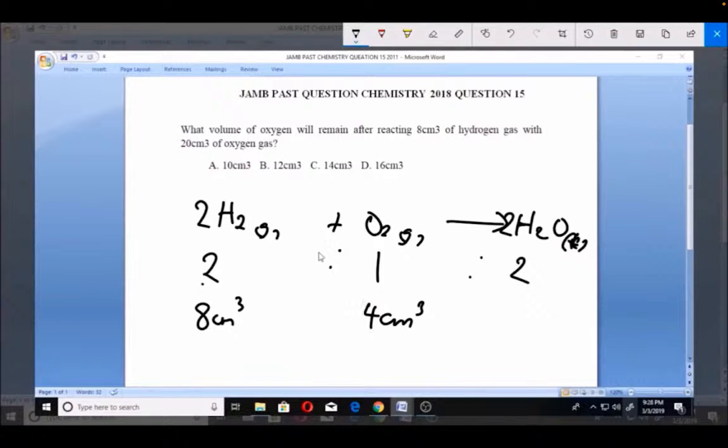But this time around, they are saying if you react this 8 of hydrogen with oxygen, it is supposed to take 4. But here we're having oxygen 20. So how many will be remaining? It's going to be 20 minus the 4 that is already taken, to give us 16 cm cubed. So the answer is D, 16 cm cubed. So very simple, you have to write the equation, and you have to deduce what your answer is from the equation.